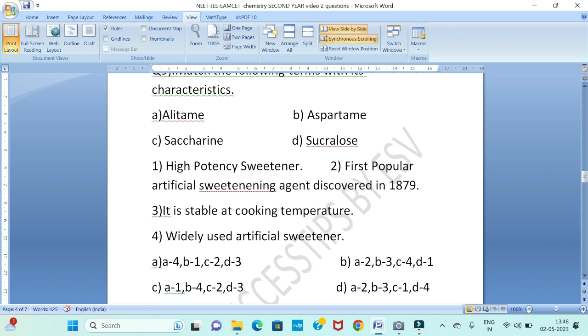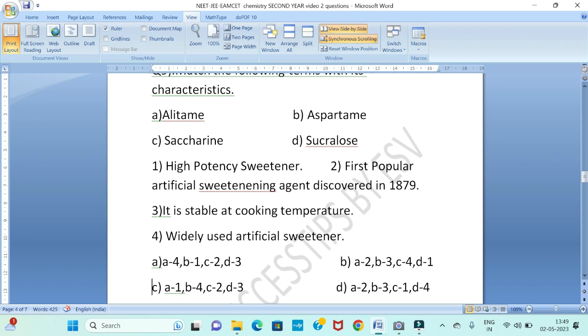See here, alitame. Alitame is a hypotensive sweetener, A1. There is no other A1. So directly you can put the answer C without thinking, without wasting time. If A is 1 and there is no other A1, there is no need to observe or think about the other questions. This type of question is also asked in the exam. That is the purpose I asked it here.